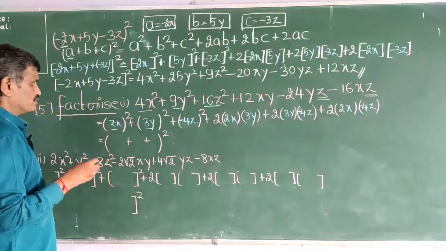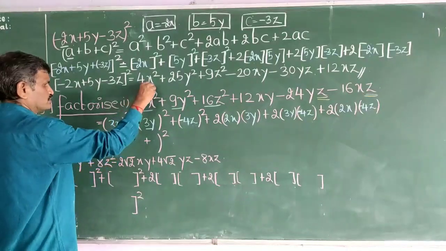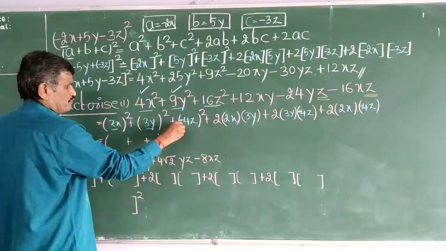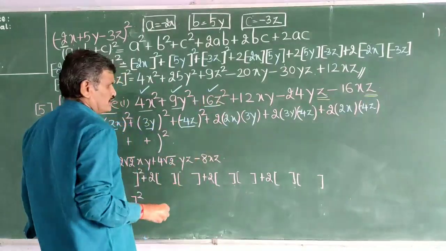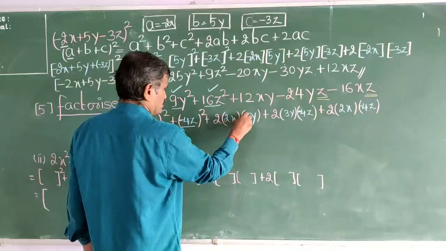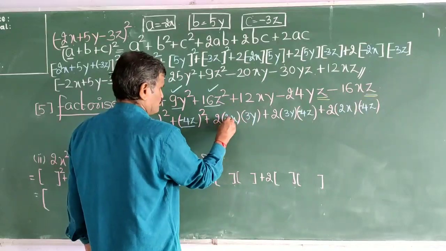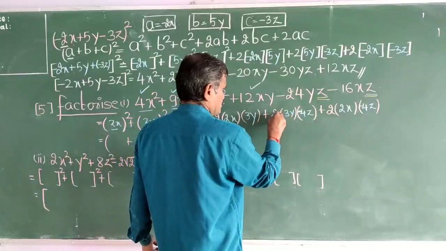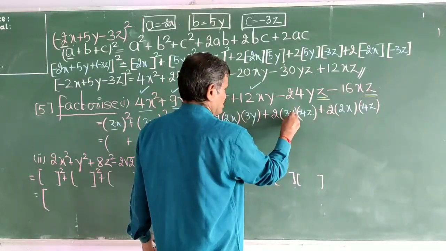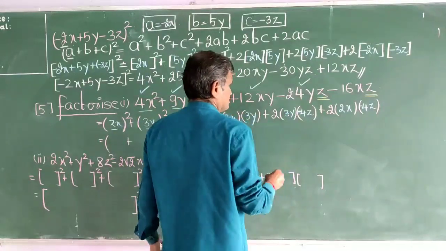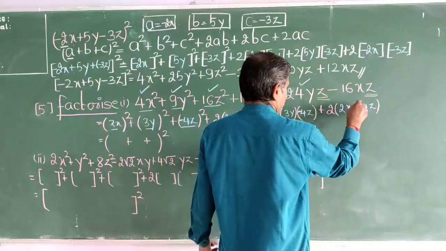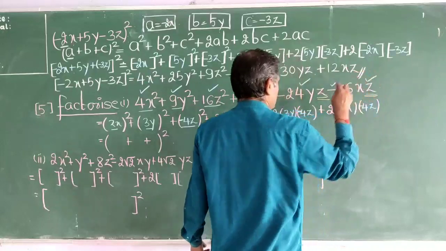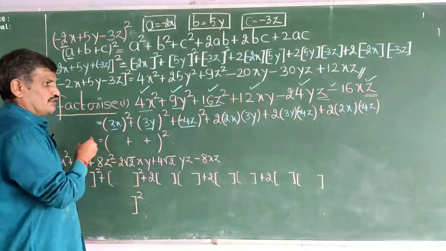Now let us check it out. 2x whole square is 4x square, 3y whole square is 9y square, minus 4z whole square is 16z square. Plus of plus is plus, plus of plus is plus: 2 2s are 4, 4 3s are 12, 12xy. Plus of minus is minus: 2 3s are 6, 6 4s are 24. Plus of minus is minus: 2 2s are 4, 4 4s are 16. Yes, whatever I have done is right.